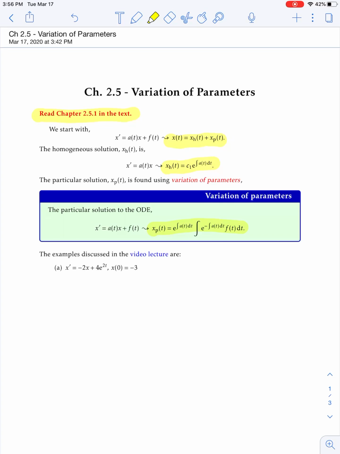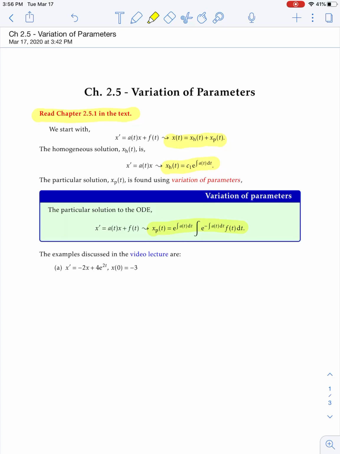You can see it depends on the function f of t in the integrand of the big integral. I won't go through the derivation here. It's talked about a bit in the book. And so what I want to do is just go through a couple of examples where we solve the full problem with an initial condition.